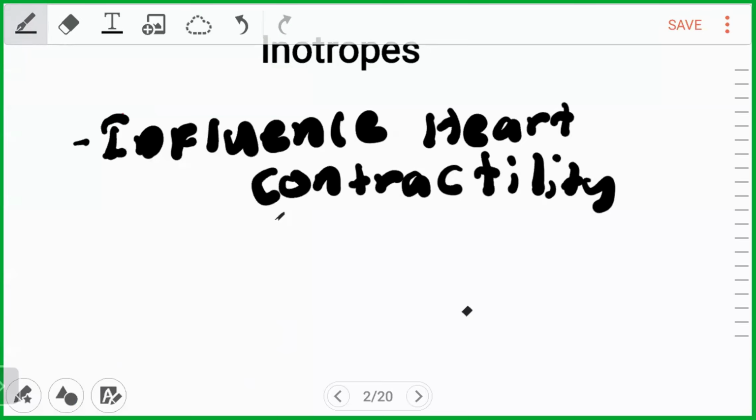In other words, we can say inotropes help to increase the force of heart contraction, right? Inotropes help to increase the force of one's heart contraction. This is the general definition that you can refer to for inotropes.